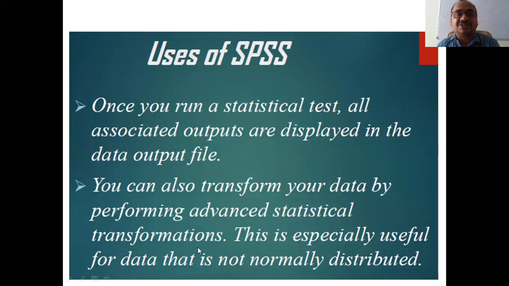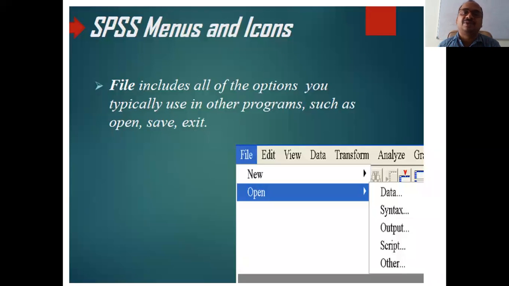Okay, statistical transformation also you can do. Data from one distribution to another, like that you can transform the data. These are the SPSS menu. Like in the hotel, they will give a menu. In software also, if you open YouTube, there is a menu. Any website you open, a menu will come.